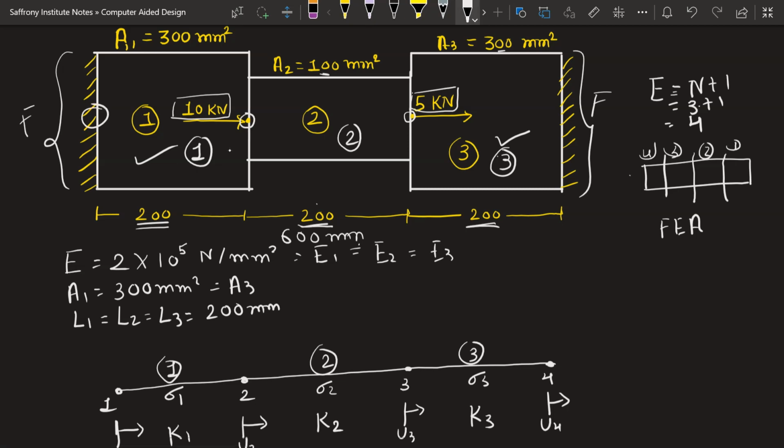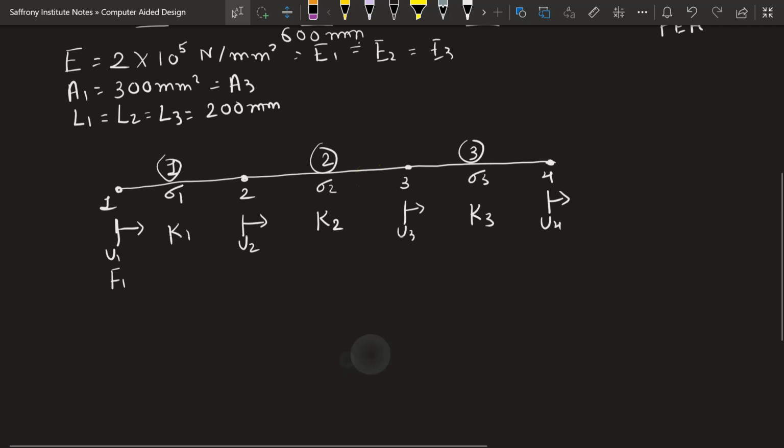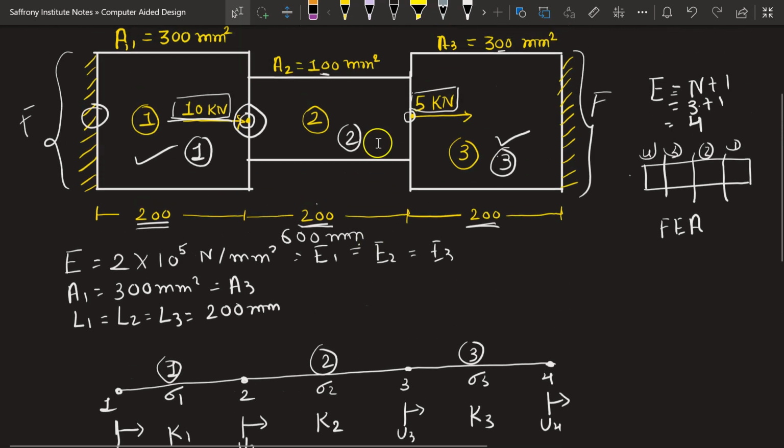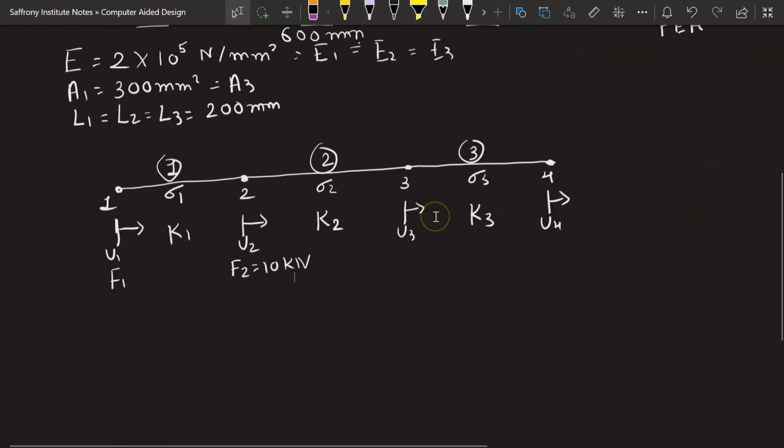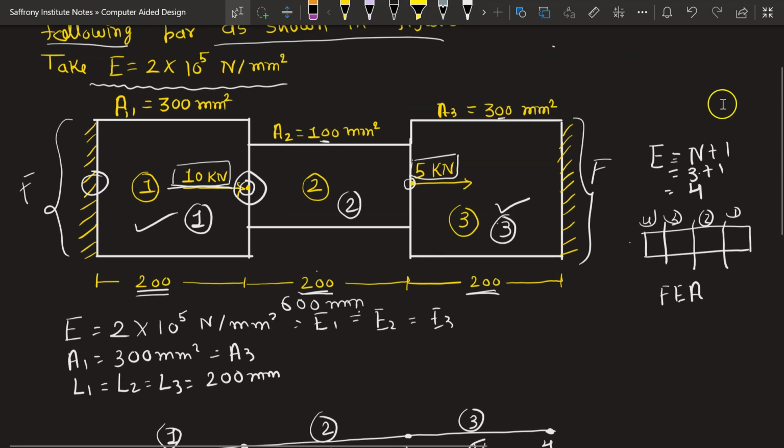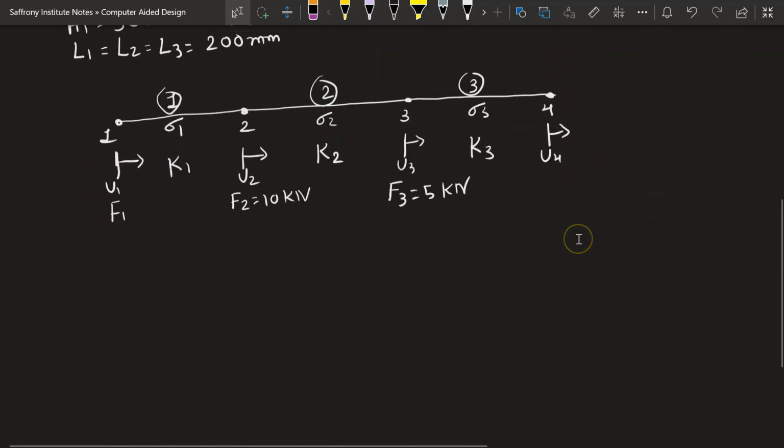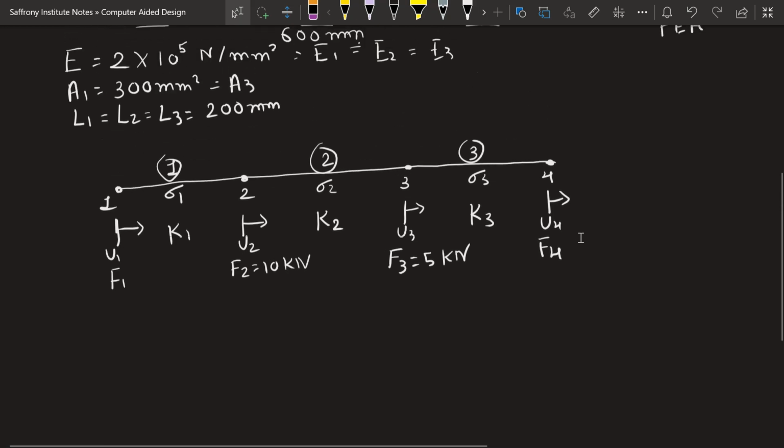Similarly, at this point there will be a force F1, at this point there will be a force F2, which is 10 kilonewton according to the numerical. F3 is 5 kilonewton, and F4 is also at a fixed end, so it will be simply F4 for us. This process is generally known as discretization.